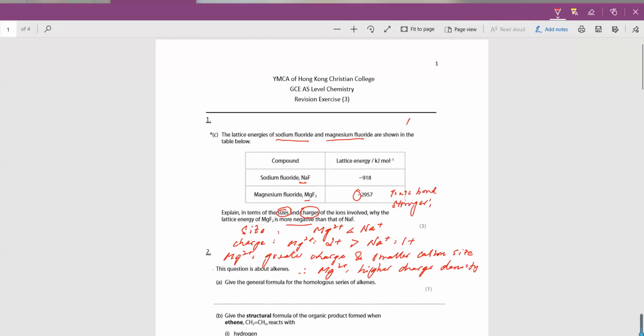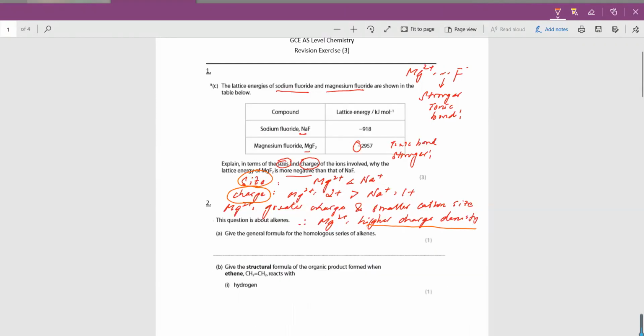So the electrostatic attraction between the magnesium ion and fluoride ion will be stronger, or you can say the ionic bond is stronger. So that's why it gives a more negative lattice enthalpy. Remember to talk about the size and the charge, and mention the higher charge density.